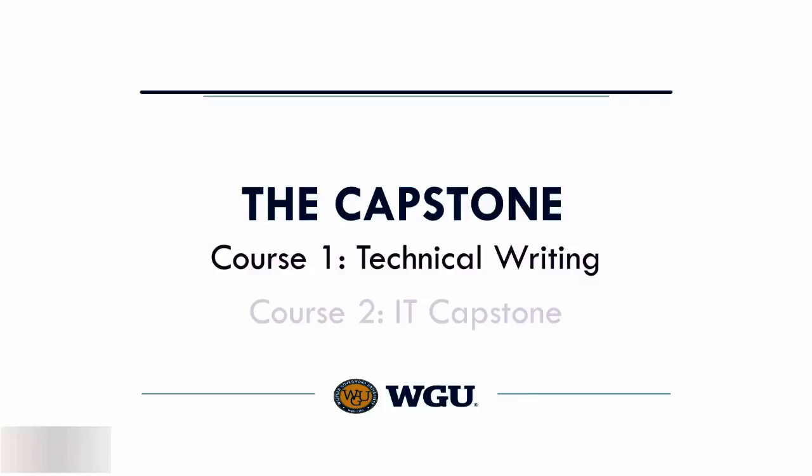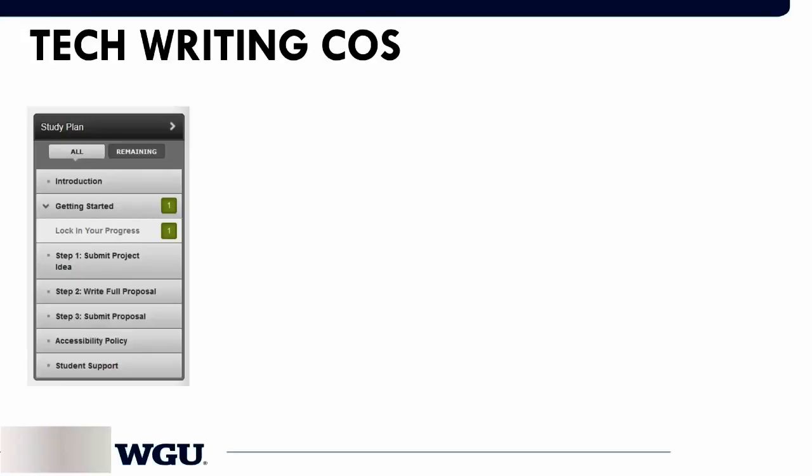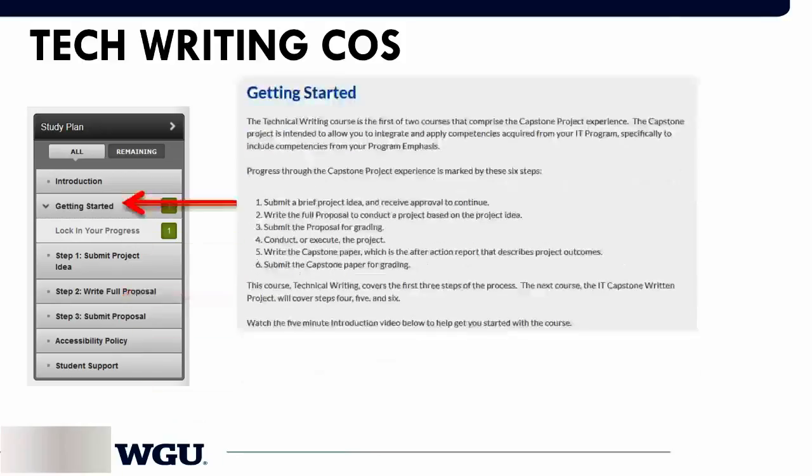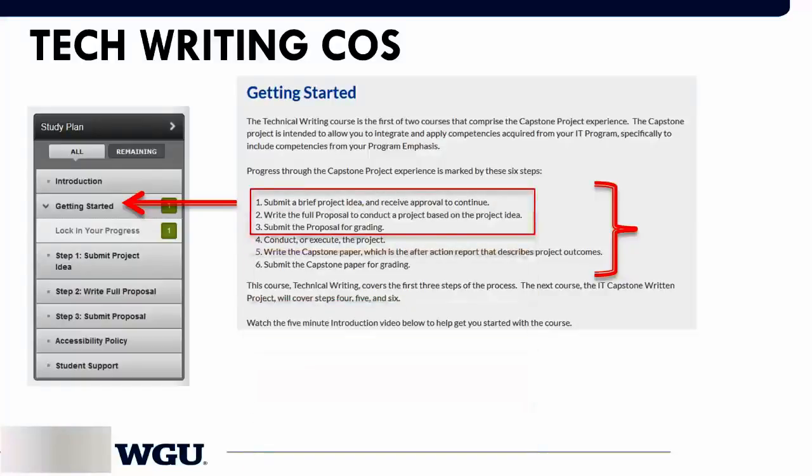The first thing we'll do is look at an overview of the six-step process that spans both courses, and then we'll concentrate on technical writing. The course of study is organized in a straightforward way. In the Getting Started tab, you'll find an overview of the entire capstone process, all six steps. In this course, Tech Writing will take on the first three steps. But let's take a look at each step in turn.